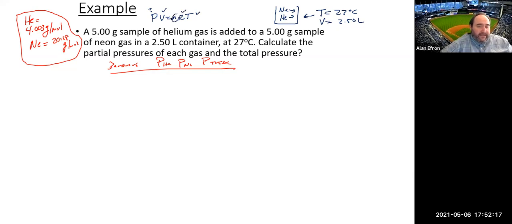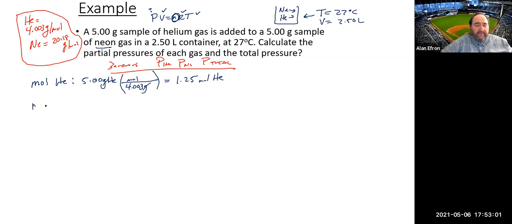The one thing we're missing, which is very common in these types of problems, is the moles of each gas, so that's what we want to start with. Using the molar mass from the periodic table, the moles of helium will be 5 grams of helium divided by the molar mass, 4.003 grams per mole. Grams cancel, and we get something like 1.25 moles of helium. Since we'll need to do that for neon as well, we might as well do that conversion too.